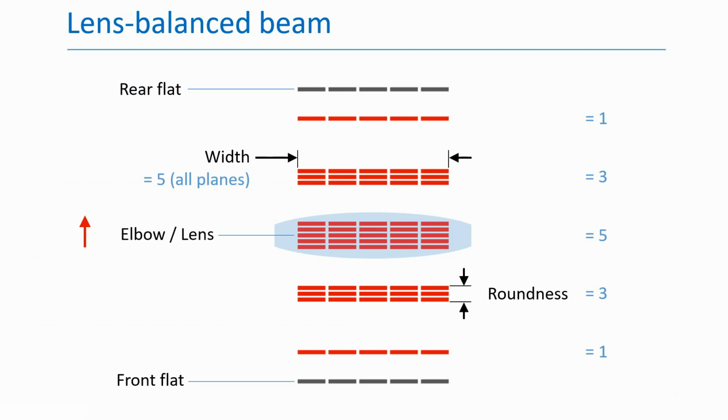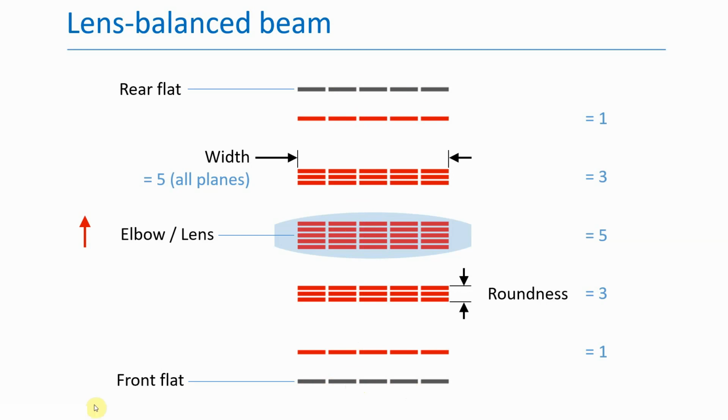This is the simplest object in symmetry optics, and it occurs when the elbow coincides with the lens. In this example, the focal length is 25 wavelengths. The width of the stripe is 5, which is the square root of the focal length. The width remains constant all the way from the front flat through the elbow to the rear flat.